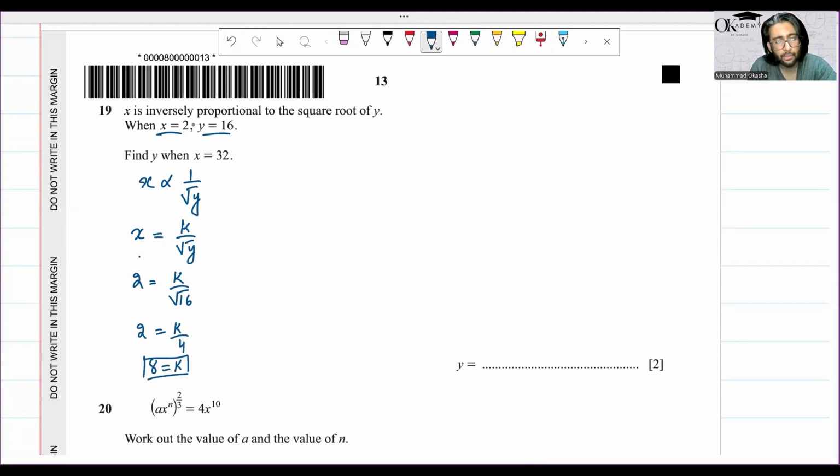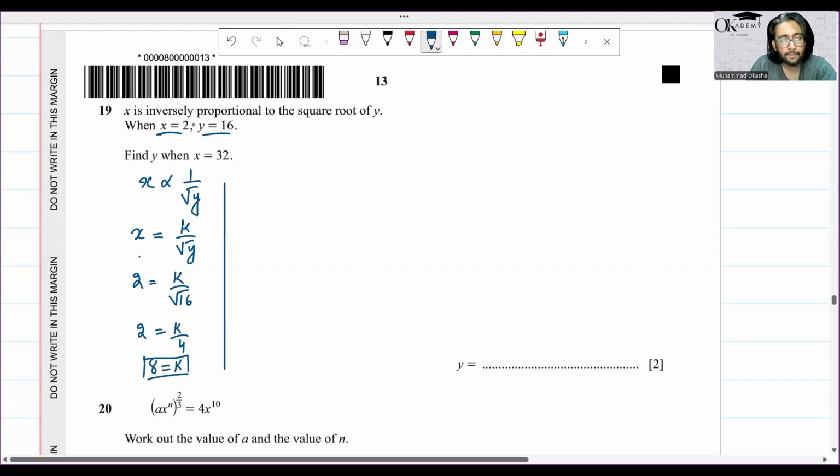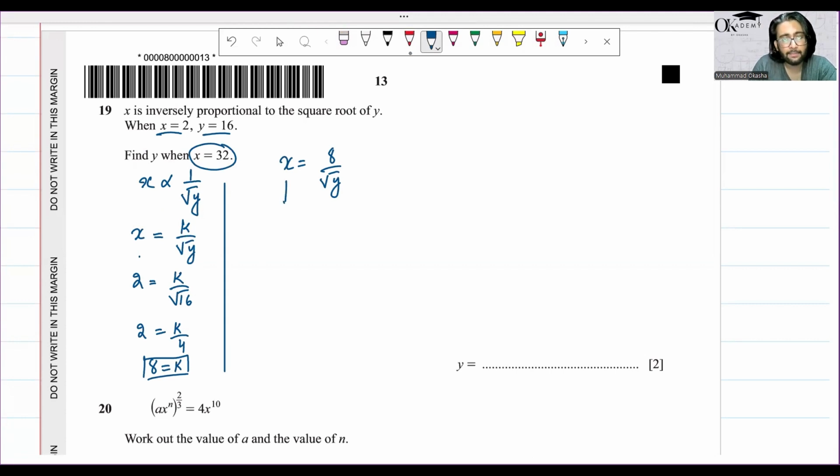So our new equation, we know the value of k now. So x is equal to, which was previously k over square root y, now it's going to look like 8 over square root of y. Okay. Now find y when x is equal to 32. If you put 32 is equal to 8 divided by square root of y, and isolate square root of y, I'm going to get 8 over 32.